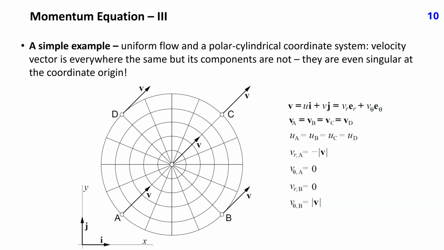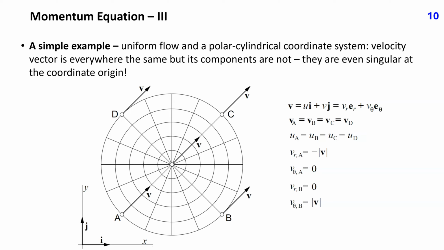The radial components at points A and C are of an opposite sign, as well as the circumferential components at points B and D. At the coordinate origin, the vector components are singular, although the vector is not changing in any direction. The changes in velocity components are only due to the changes in the directional coordinate lines. The momentum equations for velocity components must contain terms which cause this variation. These are the apparent body forces resulting from coordinate transformation.